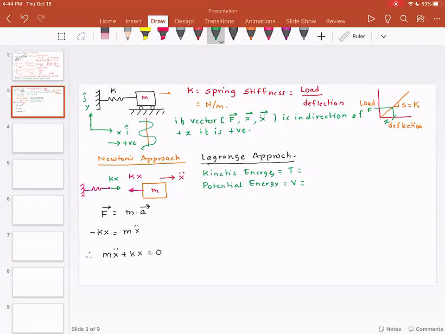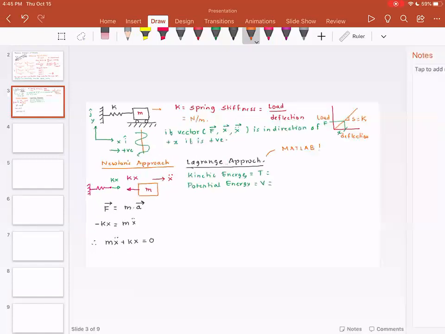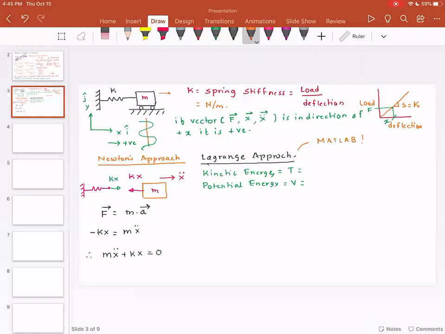And the beauty of this technique is, this technique can be programmed in MATLAB. So what you need to do, I will give you the script. So this approach can be completely automated. So let's look at this simple example. We have mass m. The velocity of the mass is x dot.